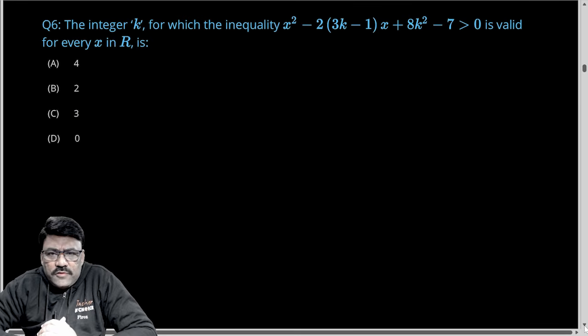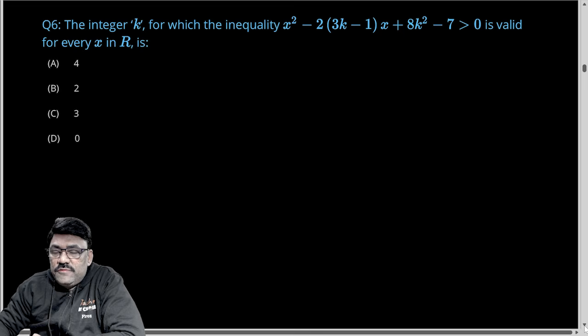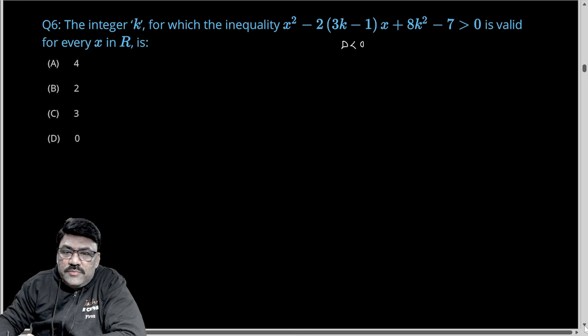See this question. This is from quadratic. A quadratic is given to you, and they are saying that this quadratic is positive for all x. So what will be the integer k satisfying this? The integer k for which this quadratic is positive for all x. So you know that any quadratic is positive for all x only when the leading coefficient is positive and discriminant is negative. The coefficient of x square should be positive, which is already positive here, 1, and discriminant should be negative.